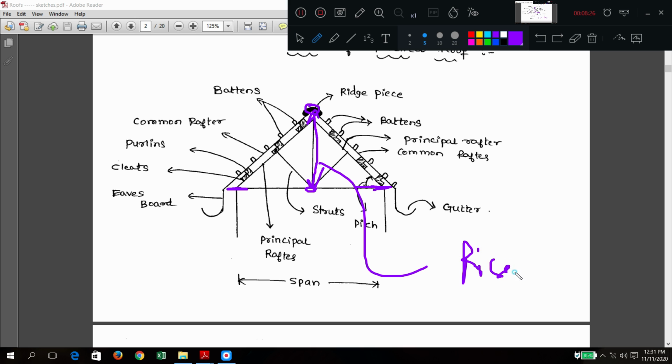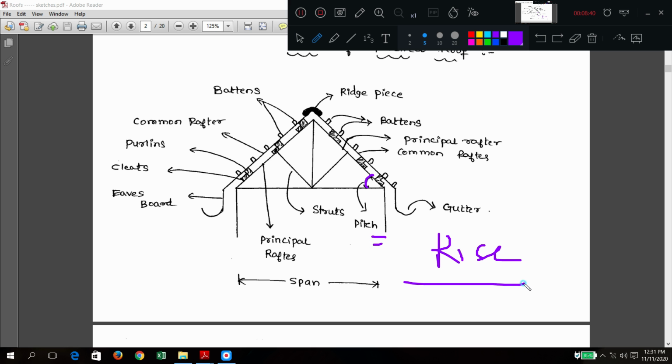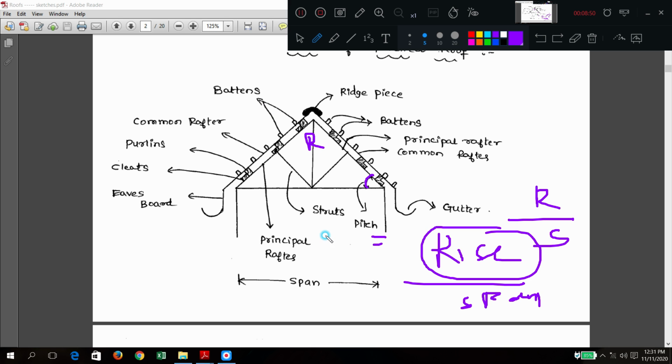Pitch is what we have shown, no? This inclination is what we call the pitch. It is also denoted by the ratio of rise to span, that is R by S. So this will be R, this will be S. R by S will give this angle theta: tan theta equals opposite divided by adjacent. So this theta gives the pitch, and that is also the ratio of R by S.